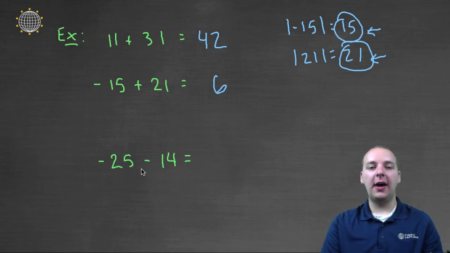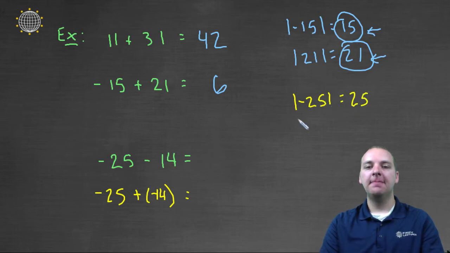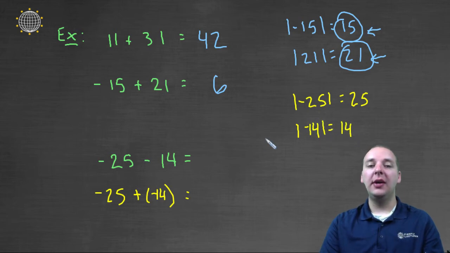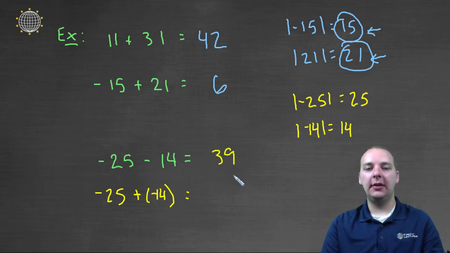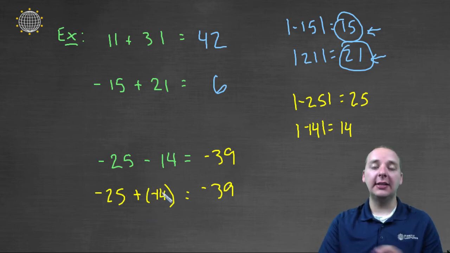All right, how about negative 25 minus, so here's subtraction, minus 14. Well, the first thing we would do is we would think of this as negative 25 plus negative 14. Okay, so this is two negatives, so I would take the absolute value of negative 25, that's 25. I would take the absolute value of negative 14, that would be 14. I would add those two quantities together, that would give us 39. So this is 39, and I would make the answer negative because both of these quantities were negative to begin with. Okay, so that's the formal rules.